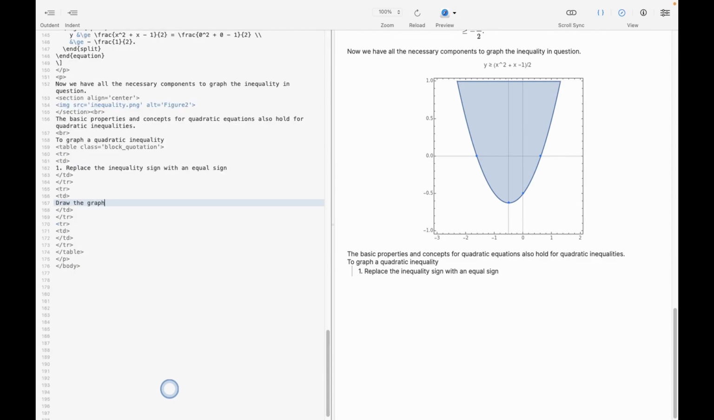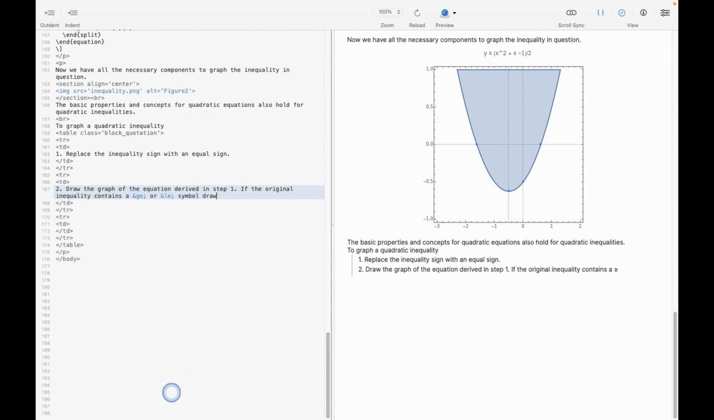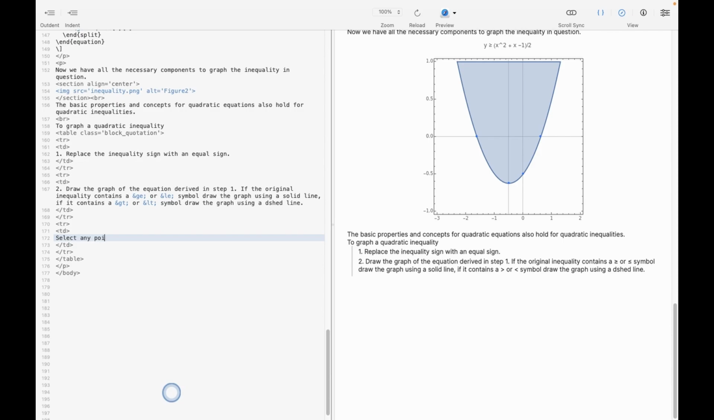If the original inequality contains a greater than or equal to, or a less than or equal to symbol, draw the graph using a solid line. If it contains a greater than or a less than symbol, draw the graph using a dashed line.